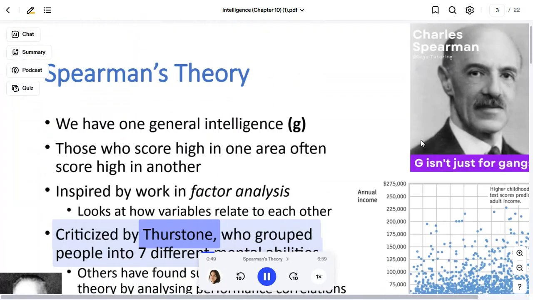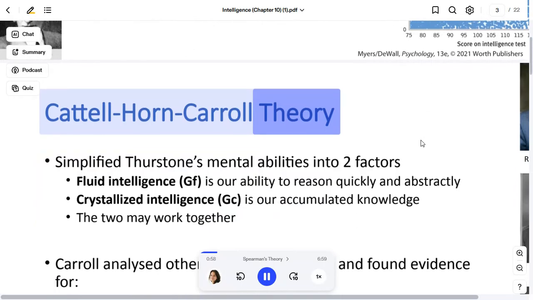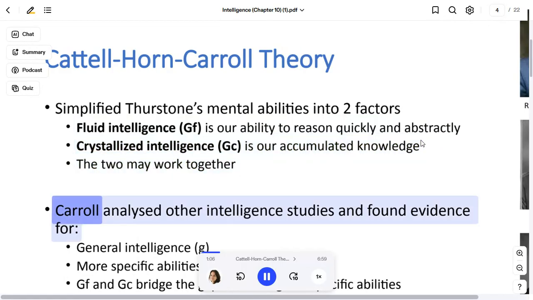Criticized by Thurstone, who grouped people into 7 different mental abilities. Others have found support for Spearman's theory by analyzing performance correlations in Thurstone's tests. Cattell-Horn-Carroll theory simplified Thurstone's mental abilities into 2 factors. Fluid intelligence is our ability to reason quickly and abstractly. Crystallized intelligence is our accumulated knowledge. The 2 may work together.